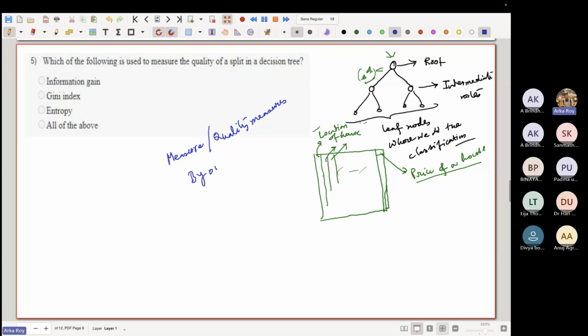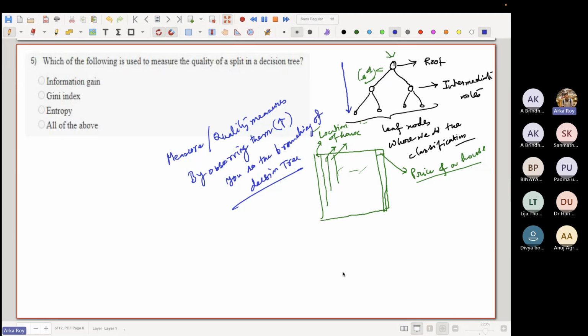By observing them, or so to say, by maximizing them, you do the branching of the decision tree, which basically leads, starting from the root node, to the leaf node where we do the classification.